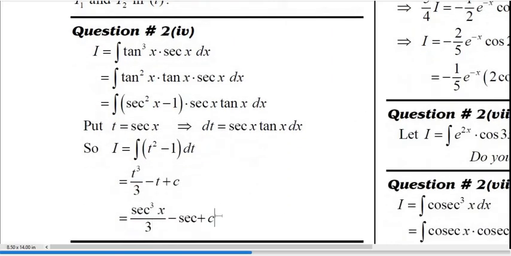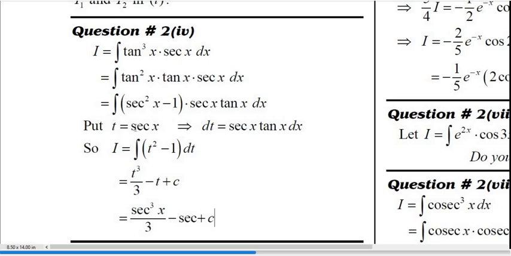Part number 4: I is equal to the integration of tan cube x into secant x. We can write tan cube x as tan square x multiplied by tan x, and secant x dx. In the place of tan square x, we write secant square x minus 1, and secant x tan x dx.